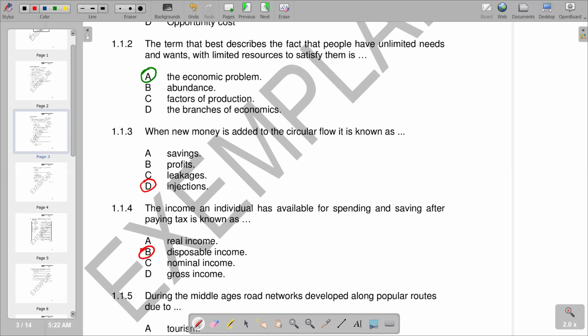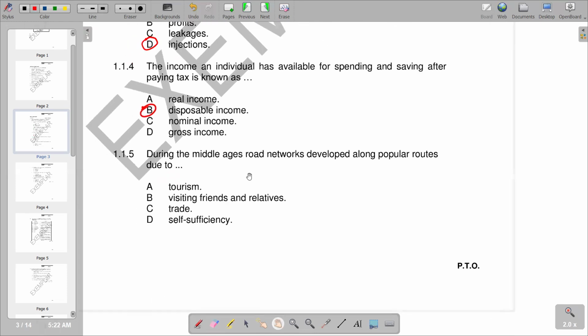Moving on to 1.1.5, it reads, during the Middle Ages, road networks developed along popular routes due to. So why did we have a development of roads or routes? We are having our responses: tourism, friends and relatives, trade, and self-sufficiency. But the main reason that is more convincing in terms of development of the road networks, obviously, is trade.